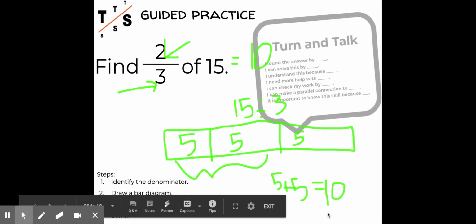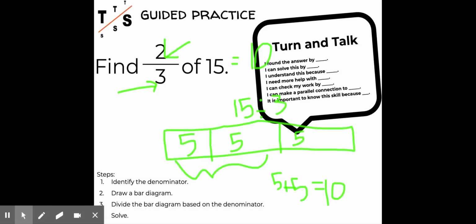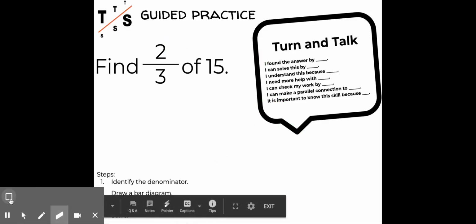Before I move forward, I would like to talk about what I did here to make sure I understand. If you have a partner with you, you can go ahead and share with your partner, or if you want to write it down, that would be helpful too. I think the one I want to use is, I can solve this by making a bar diagram based on the denominator and use the numerator to figure out the answer. You can go ahead and pause if you want to work it out again, if you want to review it again, or we can keep moving forward.